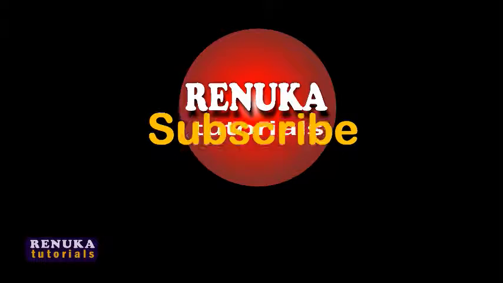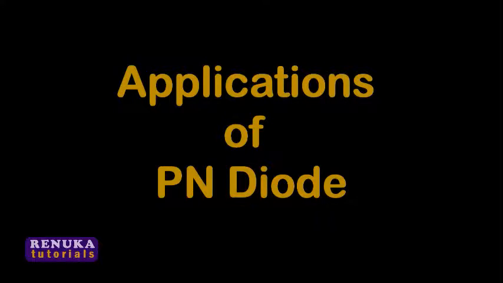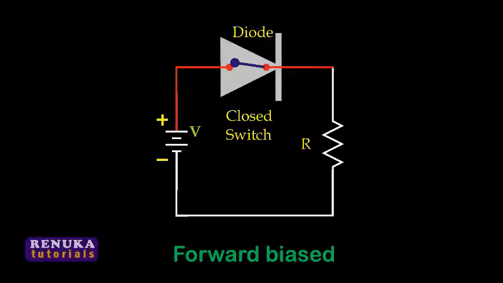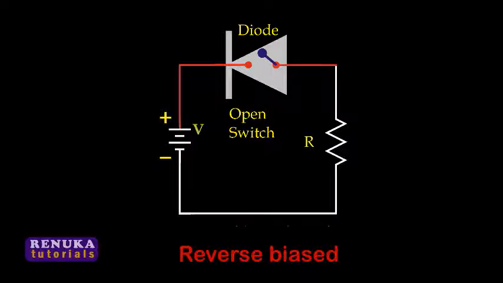Now let us take a look at the applications of PN junction diode. Where is this device used? This device can be used as a switch because when it is forward biased, it acts as a closed switch, offering very low resistance, and there will be a passage of current through the diode. In a similar way, if the diode is reverse biased, it offers high resistance to the passage of current, so it acts like an open switch. So the diode can be used as a switch.